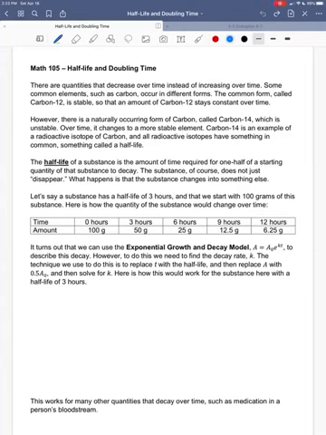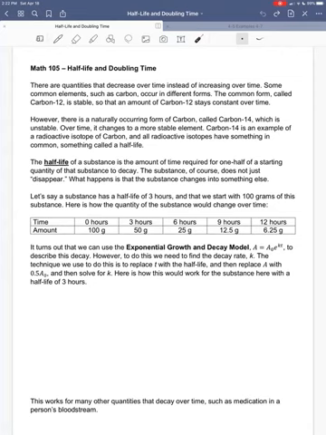In this mini lecture, I'm going to talk a little bit about the ideas of half-life and doubling time. Sometimes with exponential growth and decay, we focus on things like population growth, but there are some quantities that decrease over time instead of increasing over time.